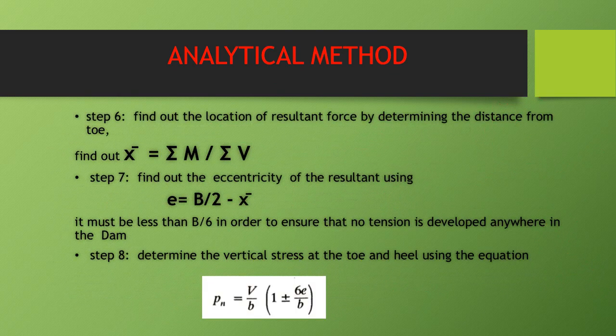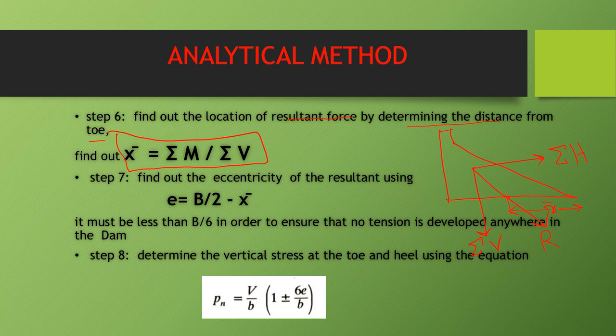Next, we need to find out the location of the resultant force by determining the distance from the toe. To find that, we have x bar equal to sigma M by sigma V. Here let us consider the cross section of the gravity dam like this, and this is sigma V acting along this line, that is the sum of all vertical forces, and this is the sum of all horizontal forces, and the resultant of these two will be going along this line, and this x bar is the distance from the toe to the point of intersection of this resultant with the base of the dam.